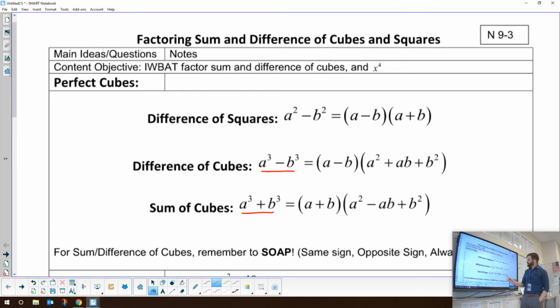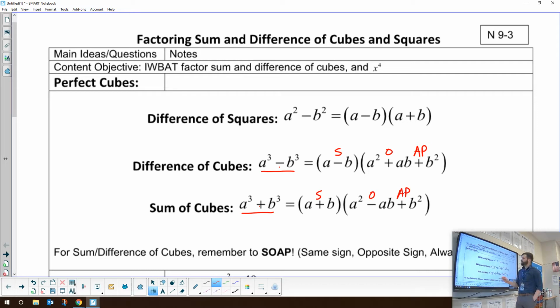The important part is whenever we factor these that we use what's called SOAP. And it's going to be same sign, opposite sign, and then always positive. So if you'll notice we have a negative here. Whenever we factor it out, this is the same sign, this is opposite sign, and this last one's going to be always positive. Same thing here, if I have a positive, this is going to be the same, it's going to be opposite, and it's going to be always positive.